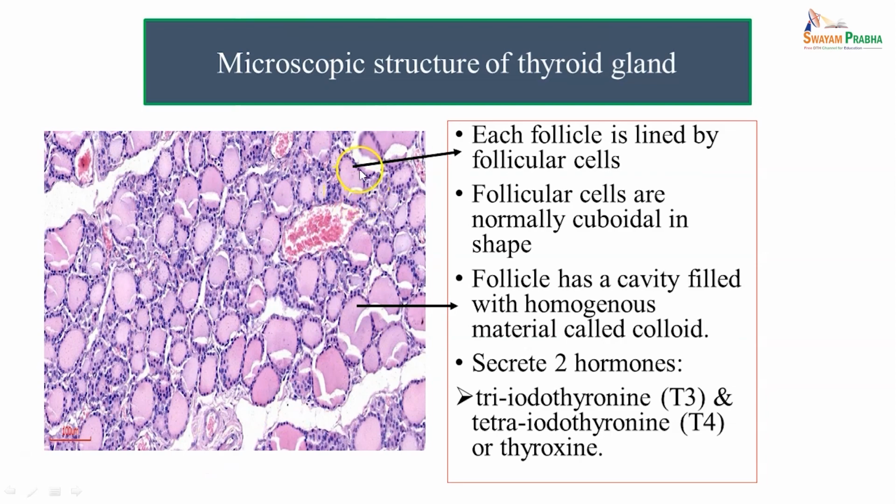The follicular cells are normally cuboidal in shape. The follicle has a cavity filled with homogeneous material called colloid. It secretes two hormones, triiodothyronine T3 and tetraiodothyronine T4 or thyroxine.